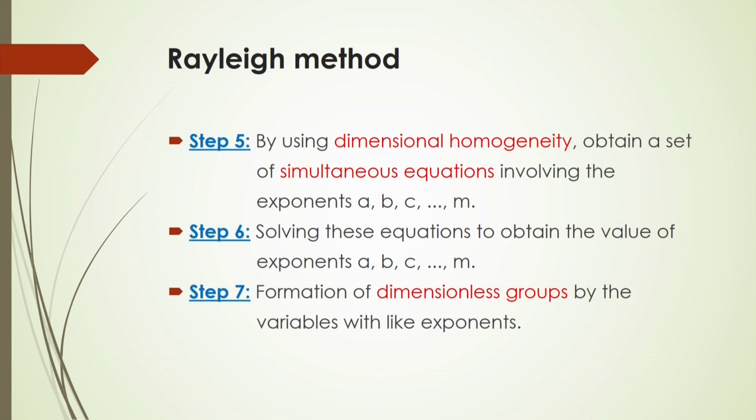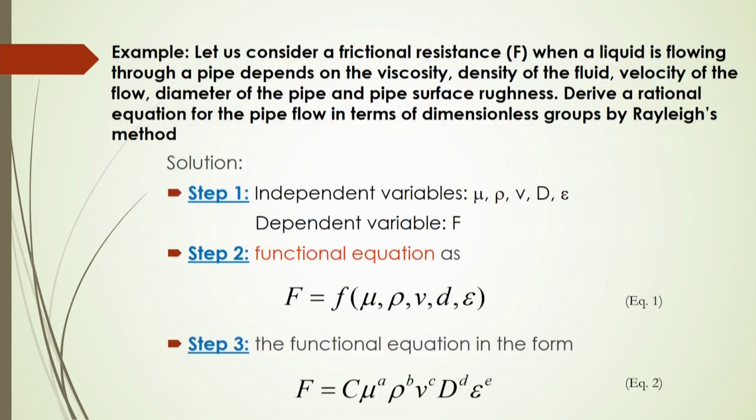In this case you have to remember that you first have to consider the dimensional homogeneity, that means the dimensions on both sides of the equation, the left hand side and right hand side, should be the same. So, obtain a set of simultaneous equations involving the exponents a, b, c and m. Now, solving these equations gives the values of the exponents a, b, c. Then comes the formation of dimensionless groups from the variables with like exponents.